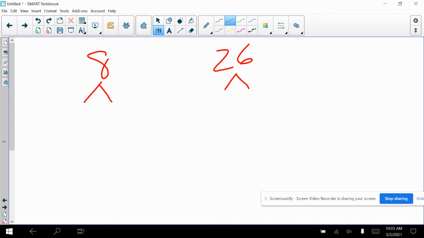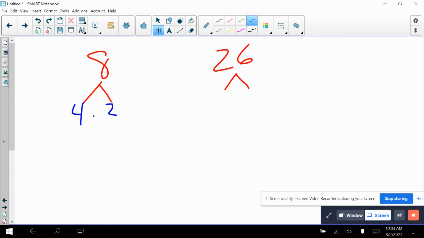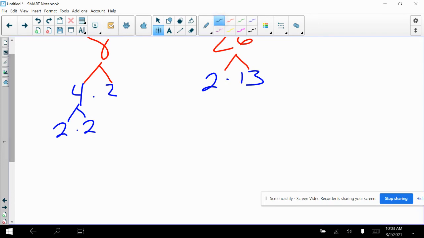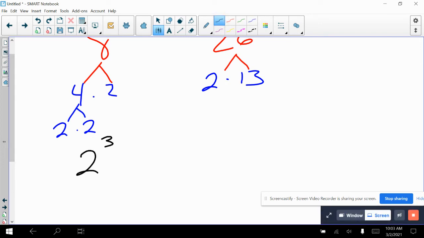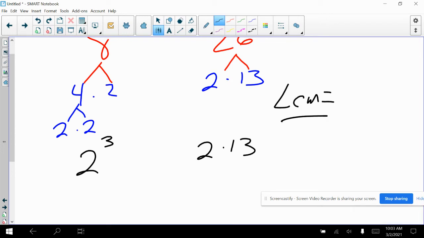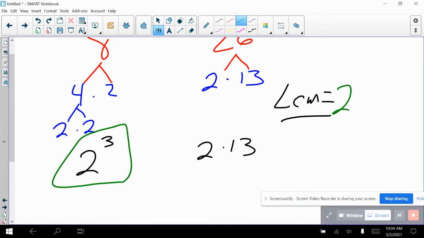All right, how do we factor 8? What do we use? Very good. How about 26? Very good. Okay, so if you did it the exponential way, you would get 2 to the third power, right? Over here, you just get 2 and 13. So if we were finding the LCM, you would take the largest exponent, right? And then you would take the 13 because that's what's left.